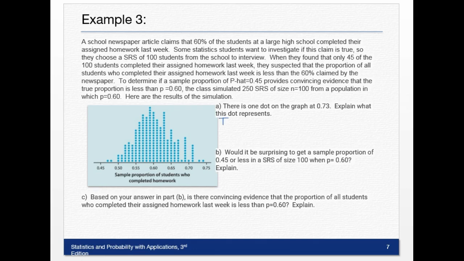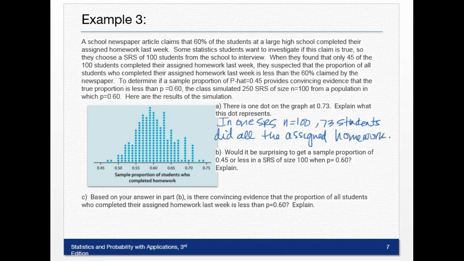It represents, in one simple random sample of n equals 100, 73 students out of that 100. 73 students did all the assigned homework. That's what one dot represents, one sample of size 100, and its result. Okay.